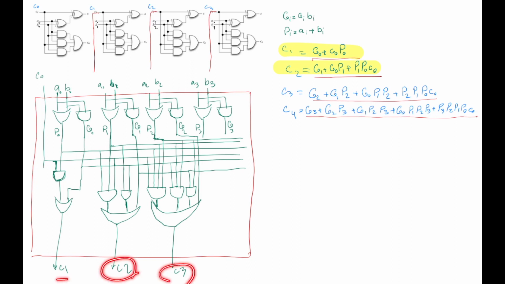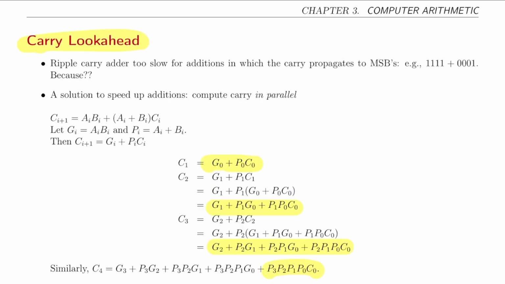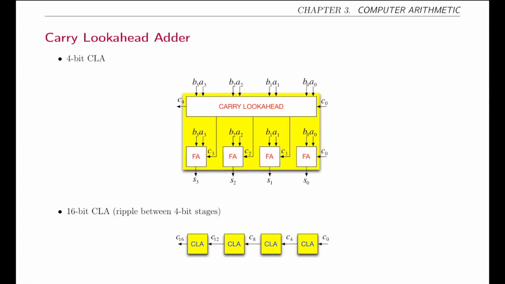C1, C2, C3 are going to be fed to these, and so now the adders become independent from one another. This logic that we just saw is called a carry lookahead logic. It's also sometimes just referred to as CLA logic. And with this, you can now create a carry lookahead adder, which is also called a CLA. I think you understand it at this point.